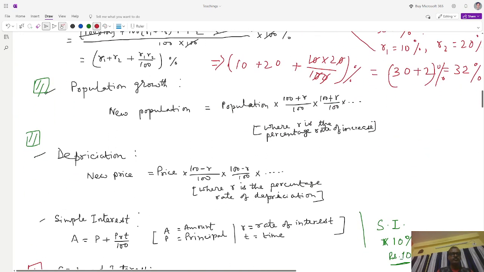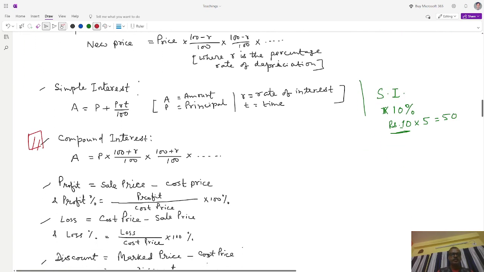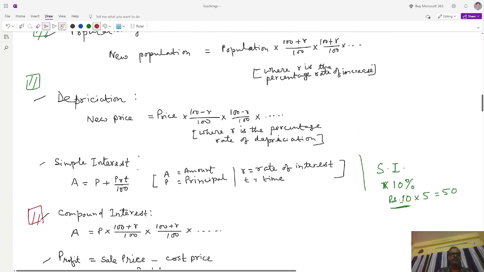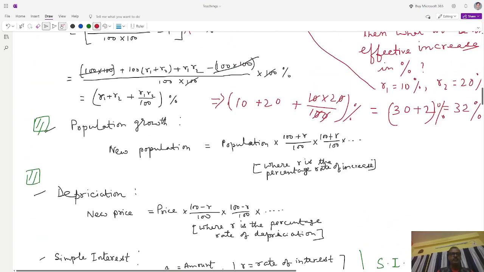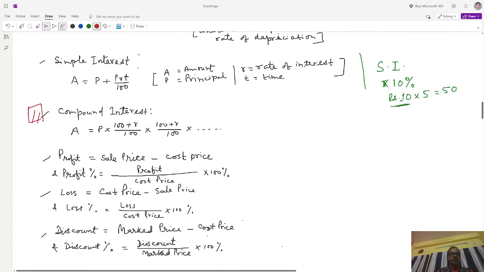So now we come to the point of compound interest, and it will be the same case that I have discussed.